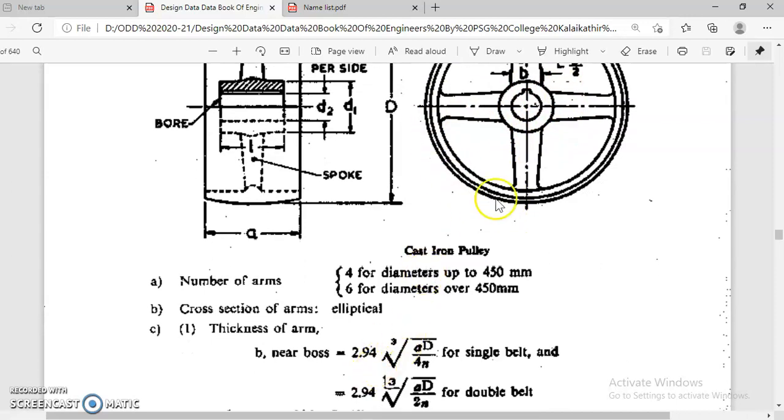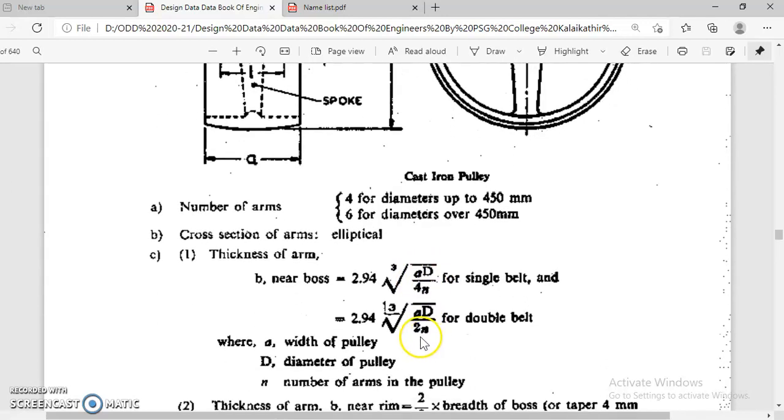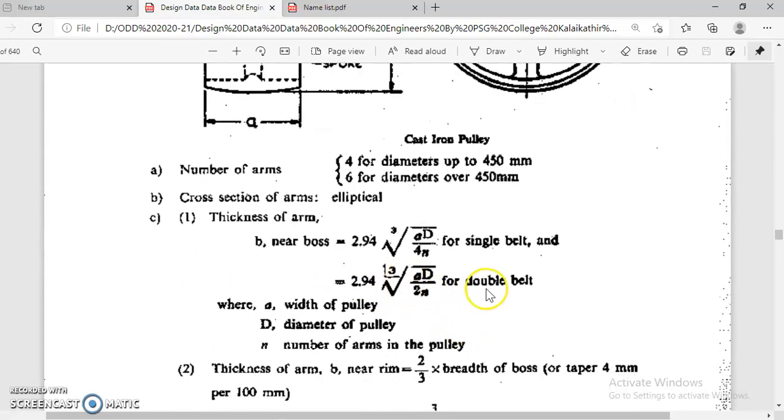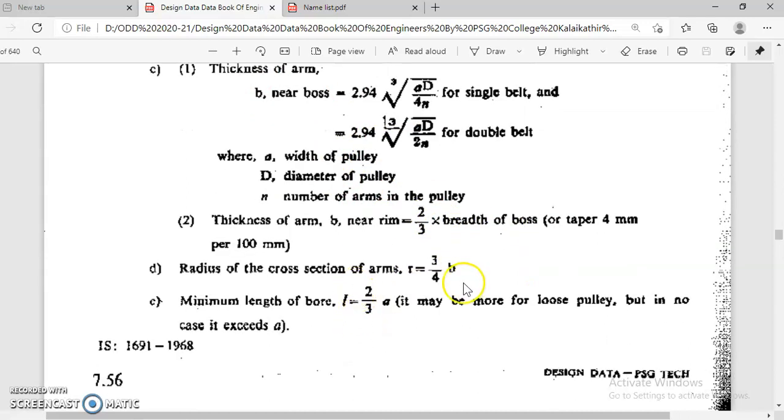Thickness of arm near boss is 2.94 into cube root of A into D divided by 4 into 6, where A is the pulley width 138 and D is 1.2 meter. Thickness of arm near rim is this value. And thickness of arm near rim is 2 by 3 into thickness of arm near boss, and radius of cross section of arms is 3 by 4 L and minimal.